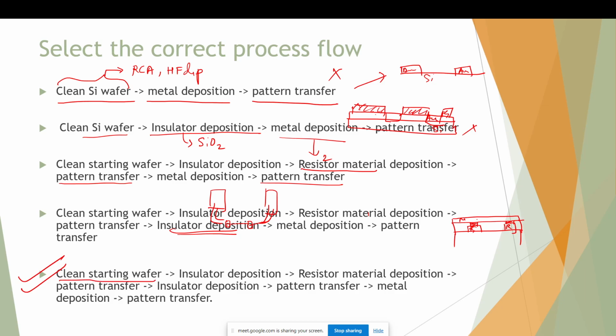So first we clean the starting wafer, then we deposit an insulator, then the resistor material will be deposited. So we have patterned this. So there is silicon, then on top of that there is SiO2, then there is the resistor material, then there is an insulating layer, and in this insulating layer we make some holes, so that the top metal layer makes contact with the resistors, and then we pattern the metal layer as well to make the pads. So this is the correct flow. My diagrams were not that good, but I hope you got the idea.